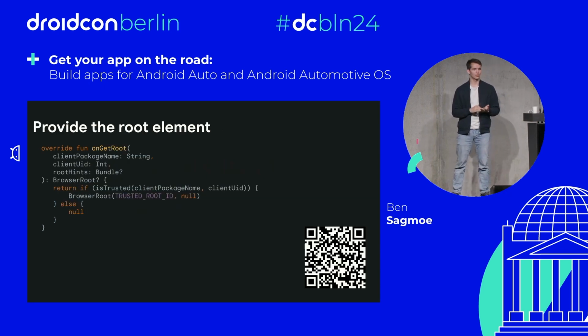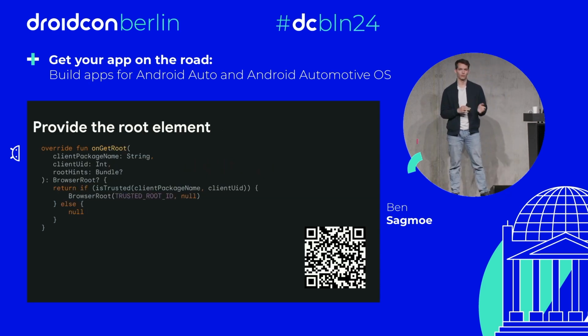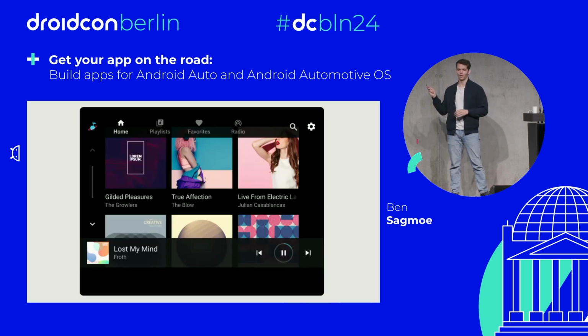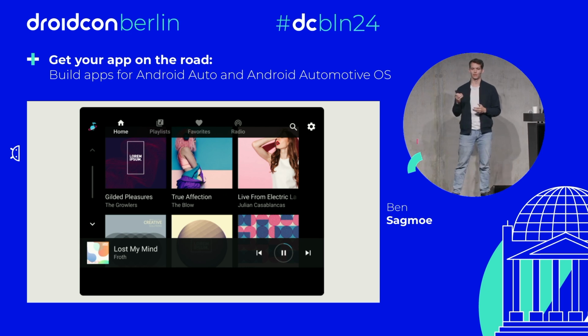Then the next step is to implement the logic to return the root of your content tree. What this means is, if we go back 2 slides, those top 4 items are going to be the root of your content tree. So that's the top level view of your app, if you will. In this case, it's the home, playlists, favorites, and radio. That's where users are able to navigate through your app at the top and see the most important things that you as a developer decide to show.